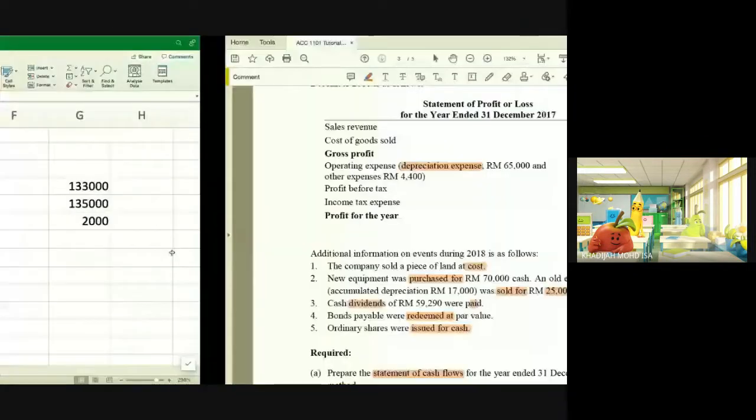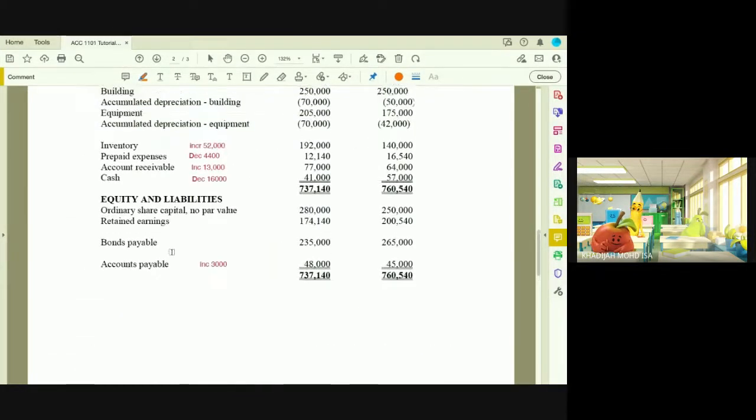The second part is that you have to look at the changes in your current assets and current liabilities. For your current assets, there are three items: inventory, prepaid, and accounts receivable. Cash will be reflected at the bottom. Your inventory has an increase of 52,000. Remember the table that I showed you last time?